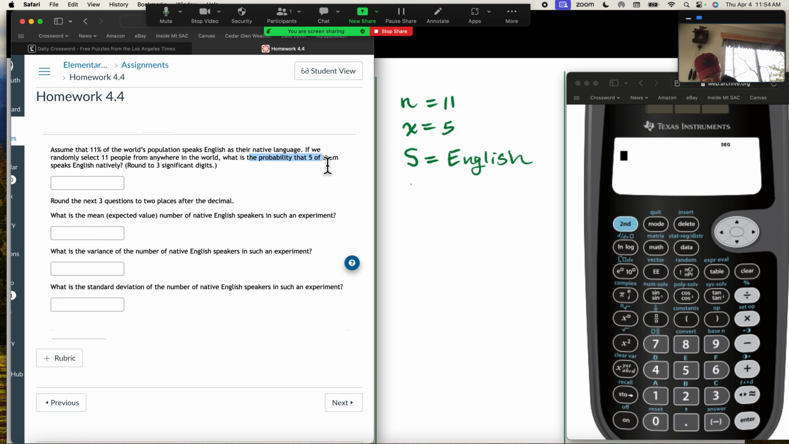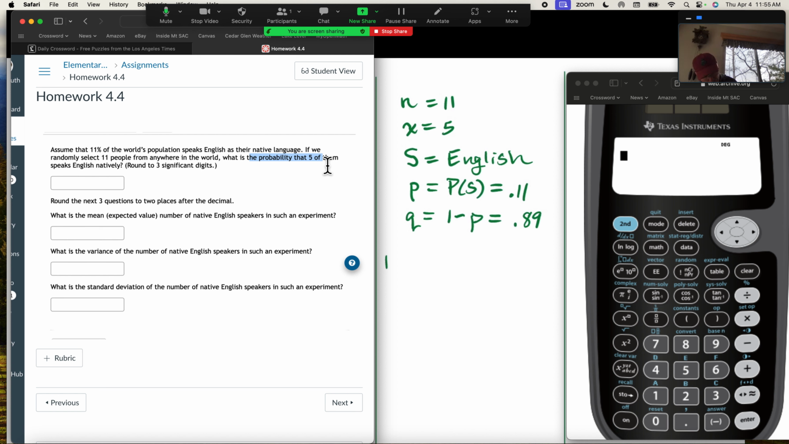The little p is the probability of a success. So the probability of success is, because 11% of the world speak English natively, that's an 11% probability if you pick one of them randomly. Okay, and of course Q is 1 minus P. So 1 minus 11% is 89%, like that. And I think we're ready to do the formula.